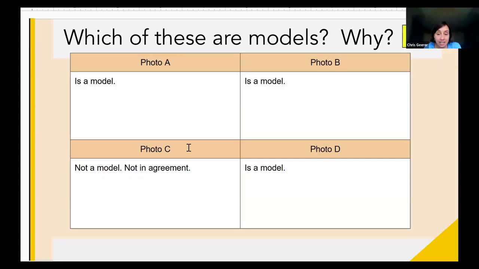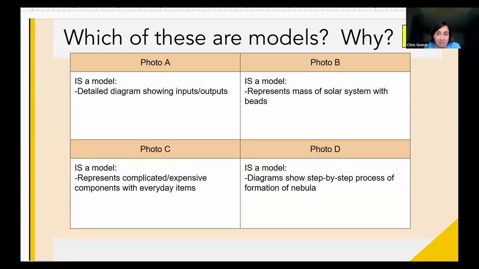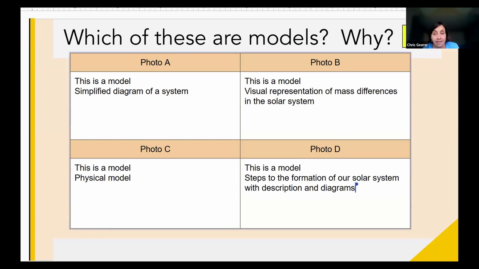All right. So team 1, A, B, and D you thought were models, and photo C there was some discussion. Team 2 thought all of them were a model. Photo A is showing inputs and outputs. Photo B is representing the mass of the solar system with beads. Photo C is representing expensive components with everyday items. And D, diagrams showing a step-by-step process.